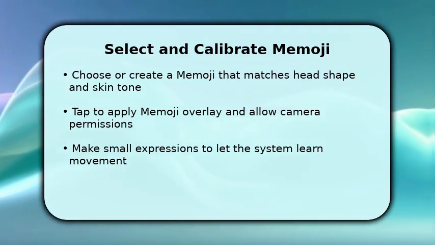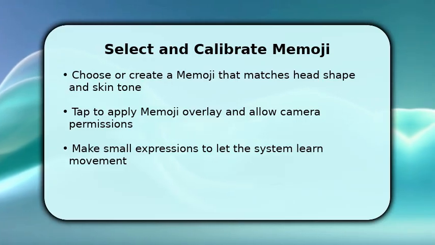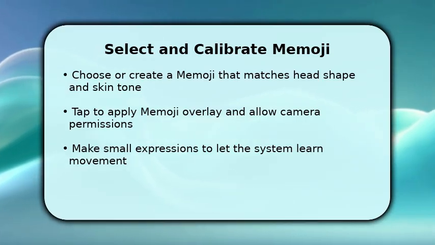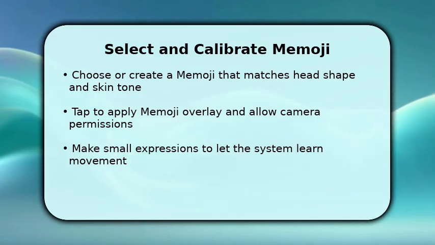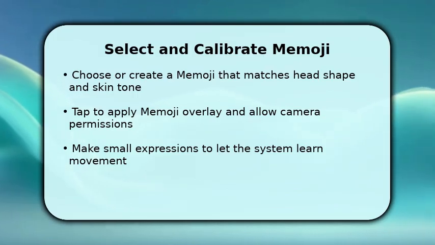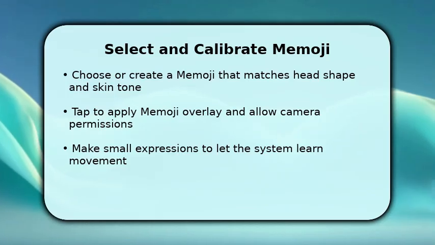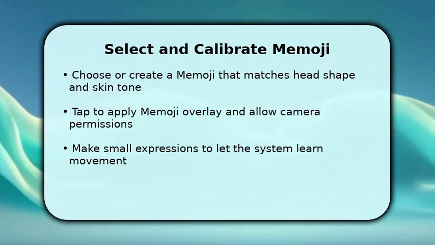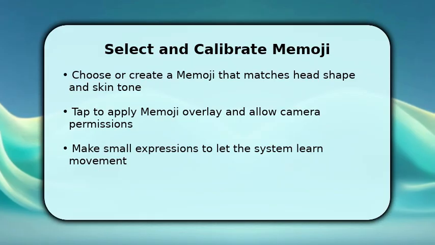Apply the Memoji overlay in the live camera view and grant any camera permissions if prompted. Without permission, the face data won't feed the model. Then make a few deliberate expressions. Smile, raise eyebrows, open mouth, so the system can map your range of motion. This quick calibration helps the software correlate your muscle movements to the avatar's rig.